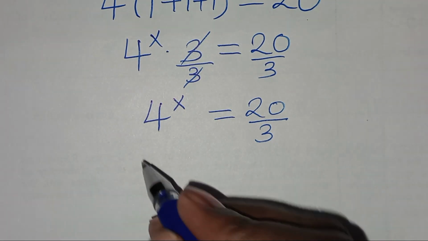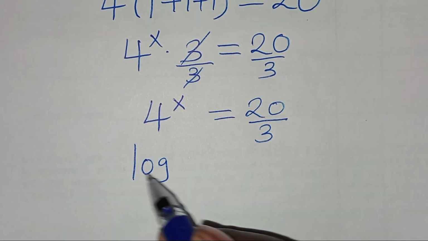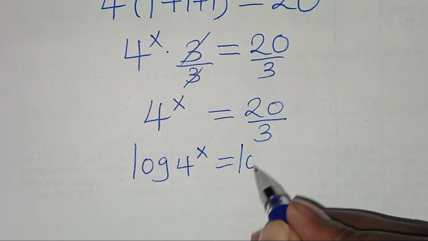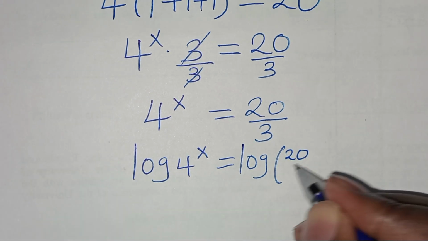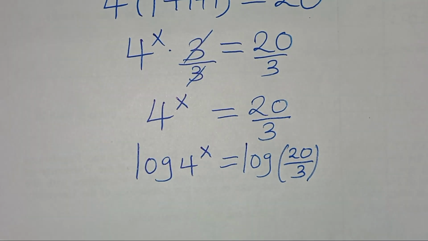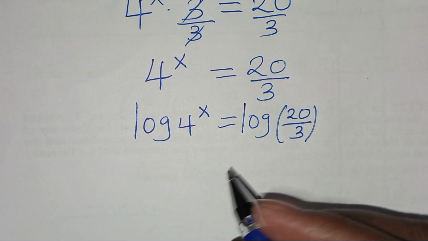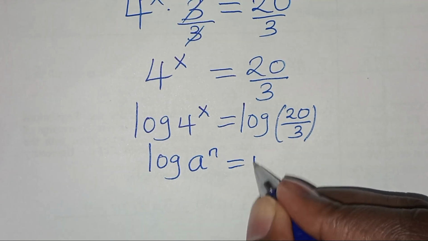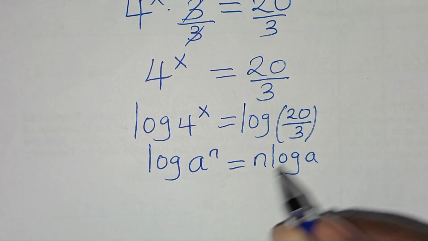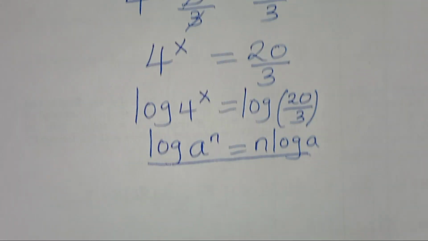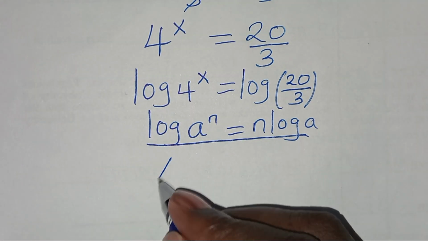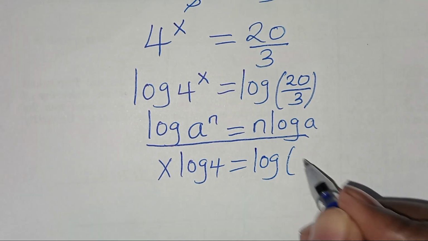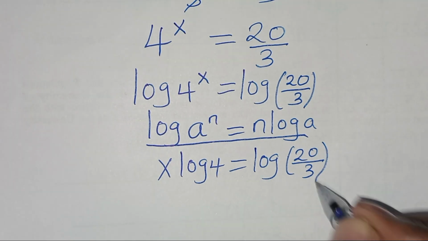To solve for x, we introduce logarithm on both sides. So we'll have log 4 to power x equal to log 20 over 3. Now, log 4 to power x is in the form of log a to power n, which we can express as n log a. Applying this power rule property, we find that log 4 to power x becomes x log 4. This is equal to log 20 over 3.